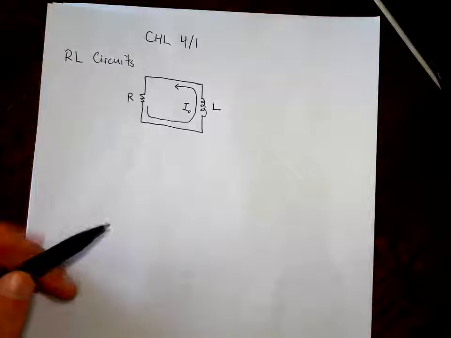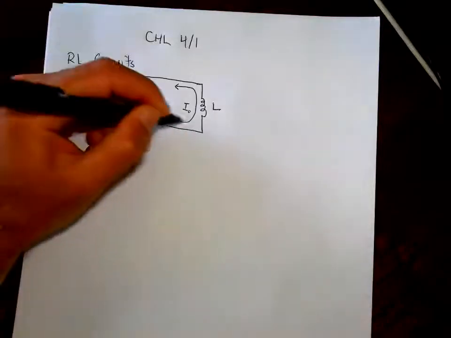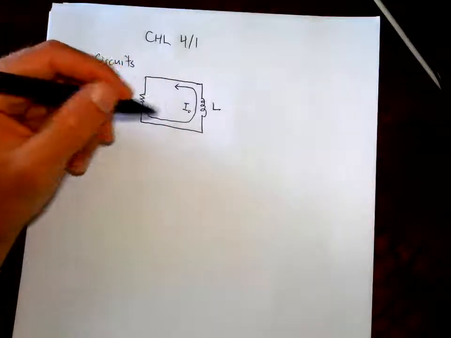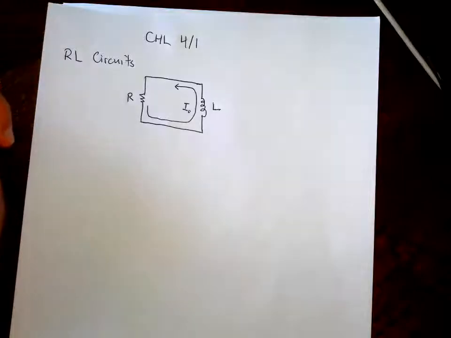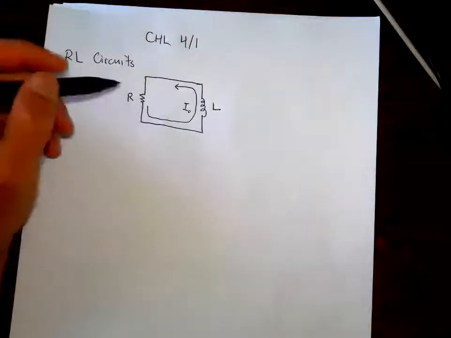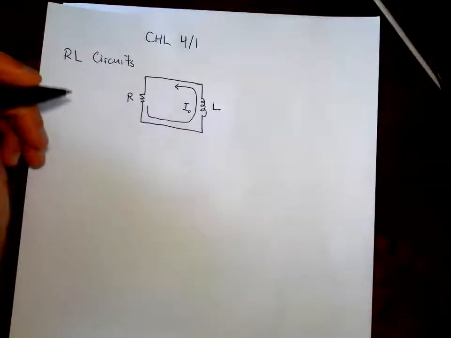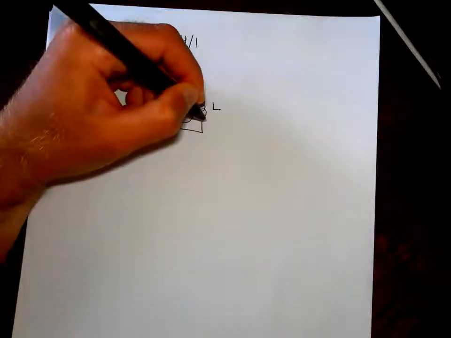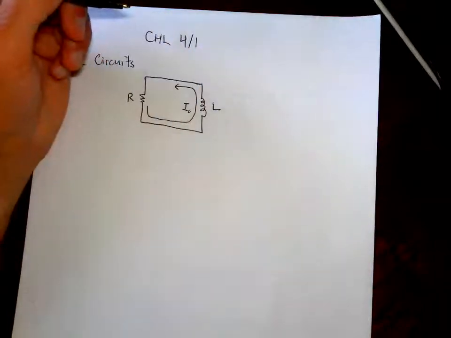All right. So we're imagining that this current is flowing in the circuit initially. So I'm going to label the positive side of each component. The positive side is the upstream side.